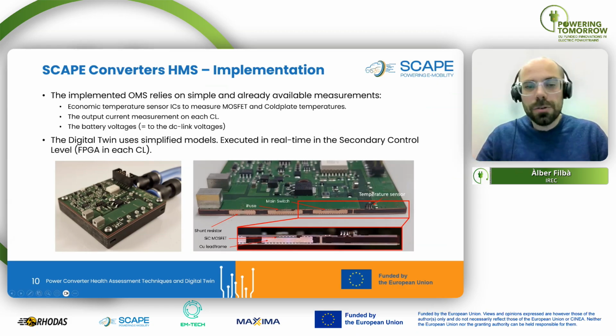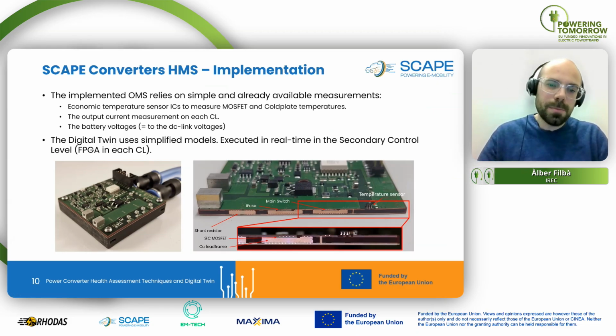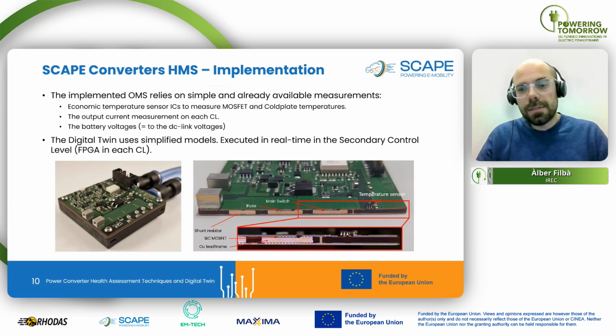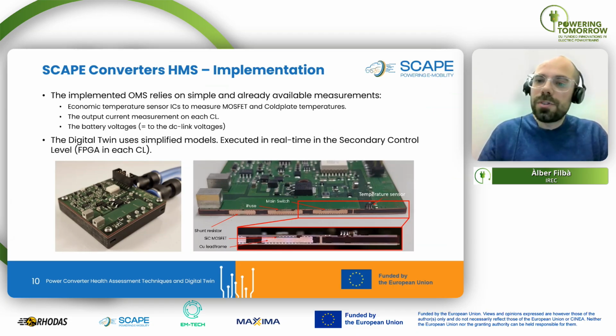We also rely on readily available measurements, more specifically the output current of the converter leg and the battery voltages. And then the digital twin uses simplified models for the electrical losses and thermal models, so that we can execute it in real time in the FPGA that is located in the secondary control level.